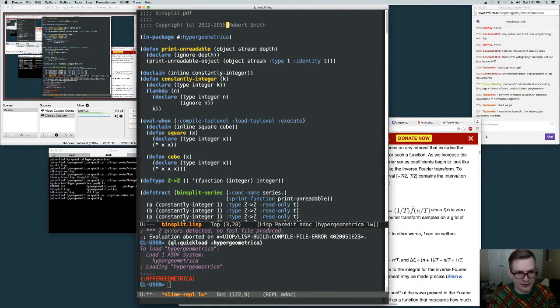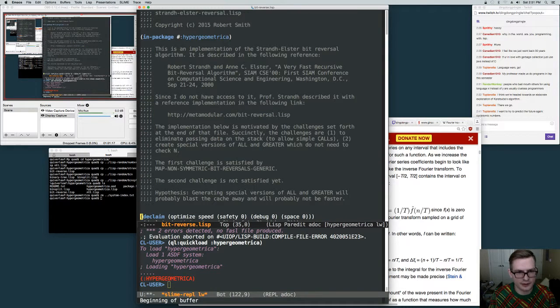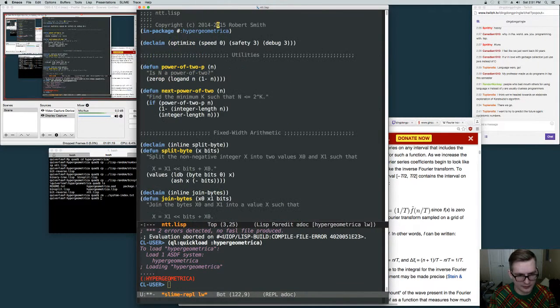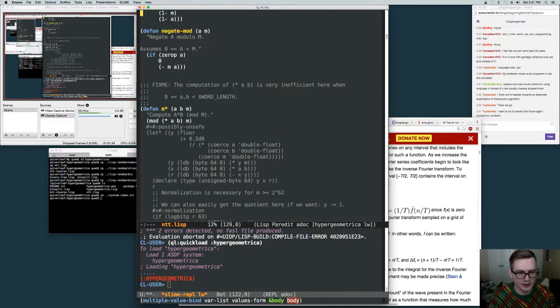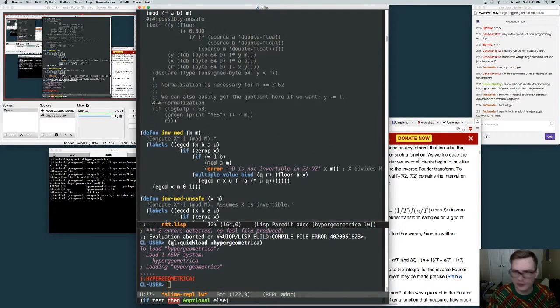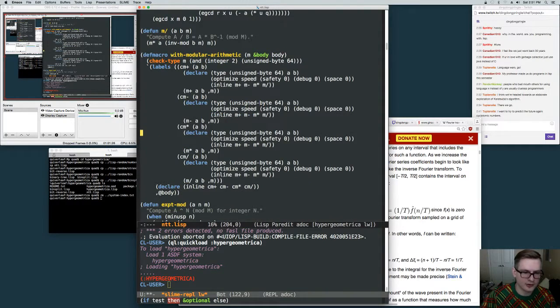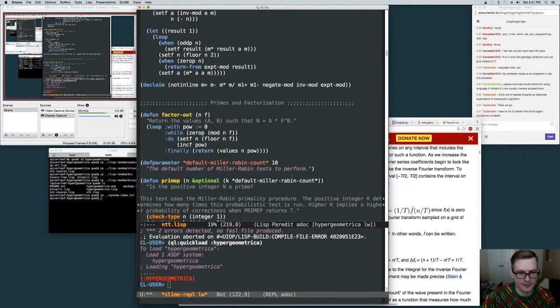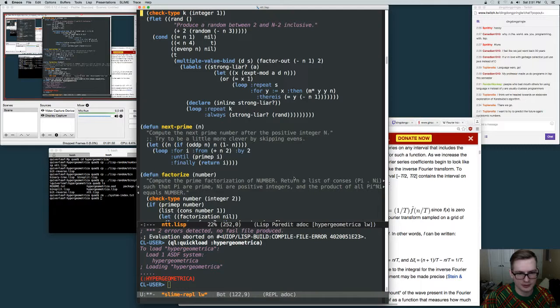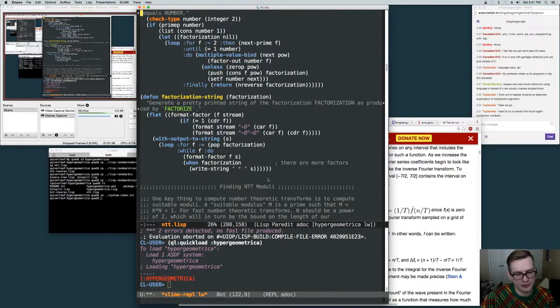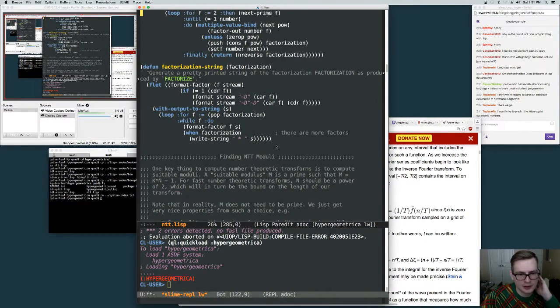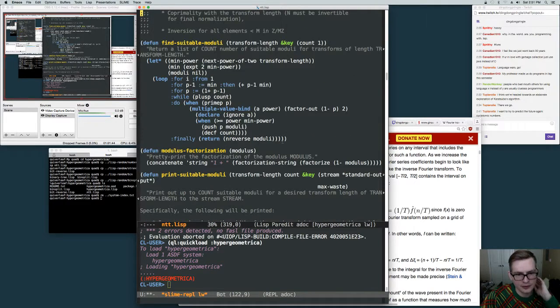Alright, so are we in the correct package? Yes, we are. So let's go back to our number theoretic transform. Like I said, ideally we choose a modulus which is as close as possible to our fixed num width, or, well, in Lisp they're called fixed nums. The reason being, we want to use as many of the bits of the fixed num as possible.